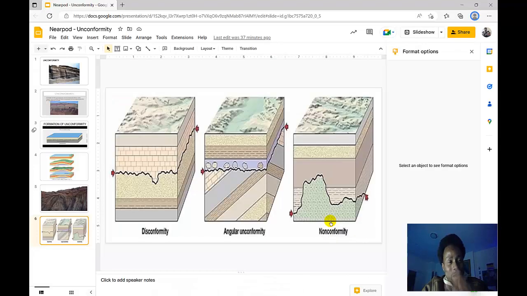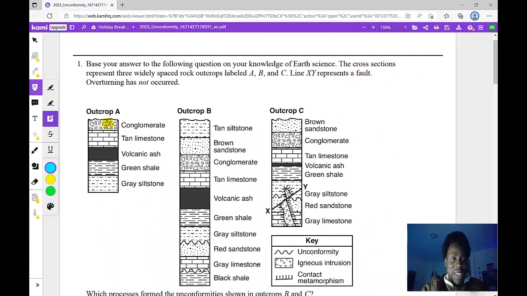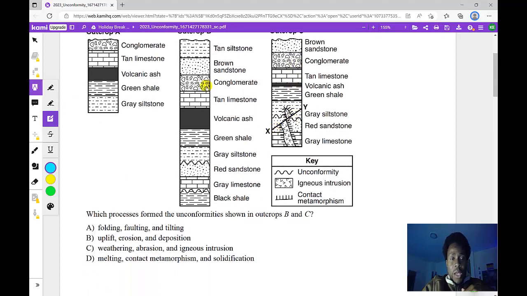All right, let's go into some regents practice questions, and then we call it a wrap for the day. How about that? All right, let's go. Question number 1 says, base your answer to the following question on your knowledge of earth science. The cross section represents 3 widely spaced rock outcrops labeled A, B, and C. Line XY represents a fault. Overturning has not occurred. So you have rock layer outcrops A, B, and C. These are different layers of sediments that were formed.